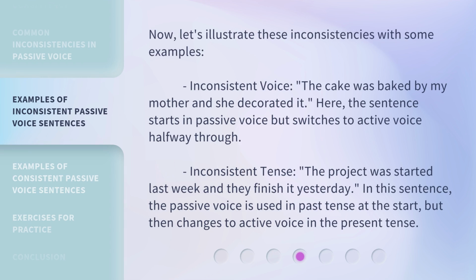Now, let's illustrate these inconsistencies with some examples. Inconsistent voice. The cake was baked by my mother and she decorated it. Here, the sentence starts in passive voice but switches to active voice halfway through. Inconsistent tense. The project was started last week and they finish it yesterday. In this sentence, the passive voice is used in past tense at the start, but then changes to active voice in the present tense.